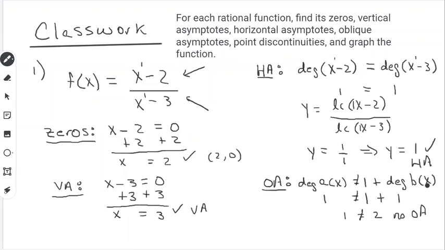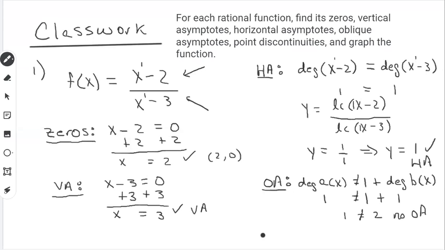No oblique asymptotes. Because that stipulation, the degree of the top has to be equal to 1 plus the degree of the bottom, must occur for oblique asymptotes. If that does not occur, then there is no oblique asymptote.